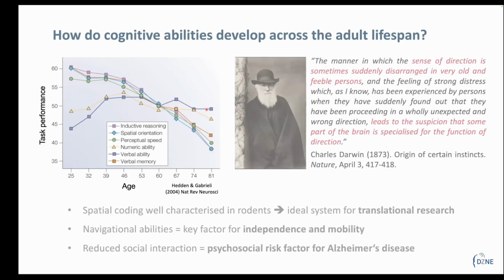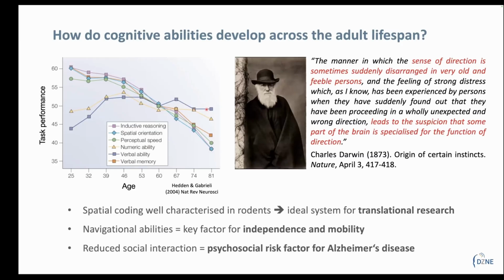As I said, we are particularly interested in one component of cognition, which is navigation. It actually goes back to Charles Darwin, who already in 1873 postulated that there should be a part of the brain that's specialized for the function of direction, because he observed that the sense of direction is sometimes very suddenly disarranged in old and feeble persons.